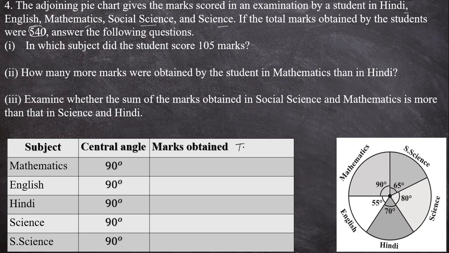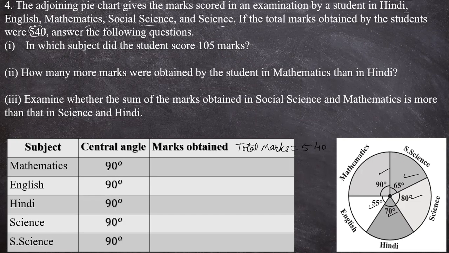Okay, so total marks is 540. Okay, now these angles are given to you. Now we will use these angles to find the marks. Now mathematics.